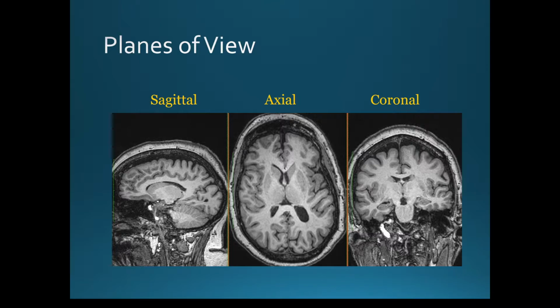So here's an example of macrostructure and how we look at it. When we acquire an image, we will take it in one plane. There are 3 primary planes: sagittal, axial, and coronal. And these can have multiple names. Axial is also called horizontal or transaxial. But these are the 3 primary planes.